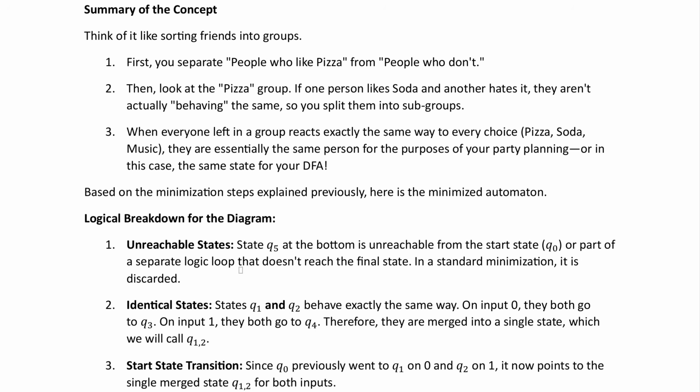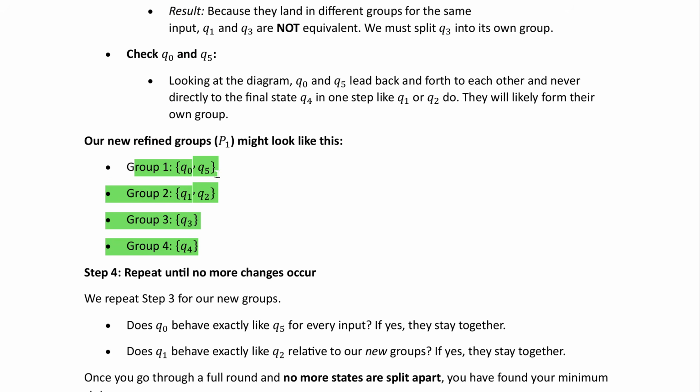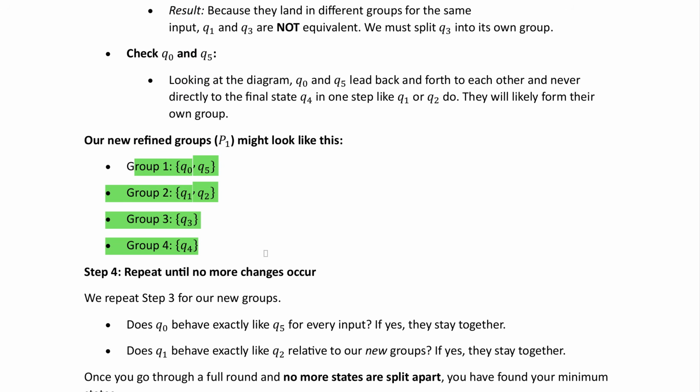And next it is saying, or part of a separate logic group that does not reach the final state. Because it does not reach the final state, it is discarded. Okay, so Q5 is discarded. That's why the whole group Q0, Q5 is discarded.